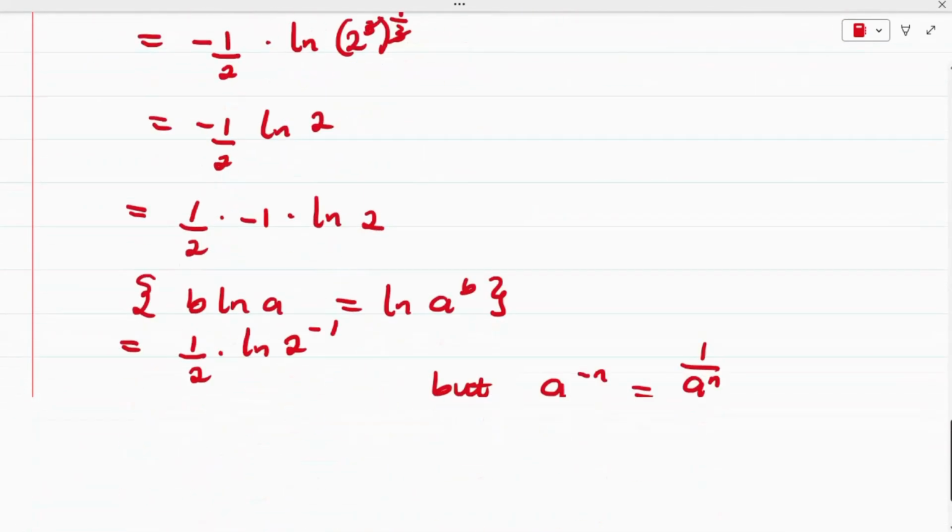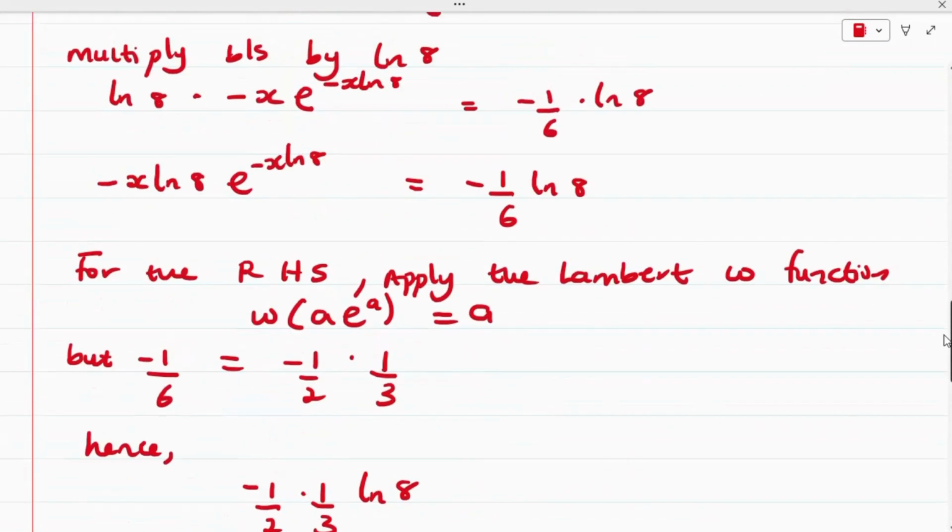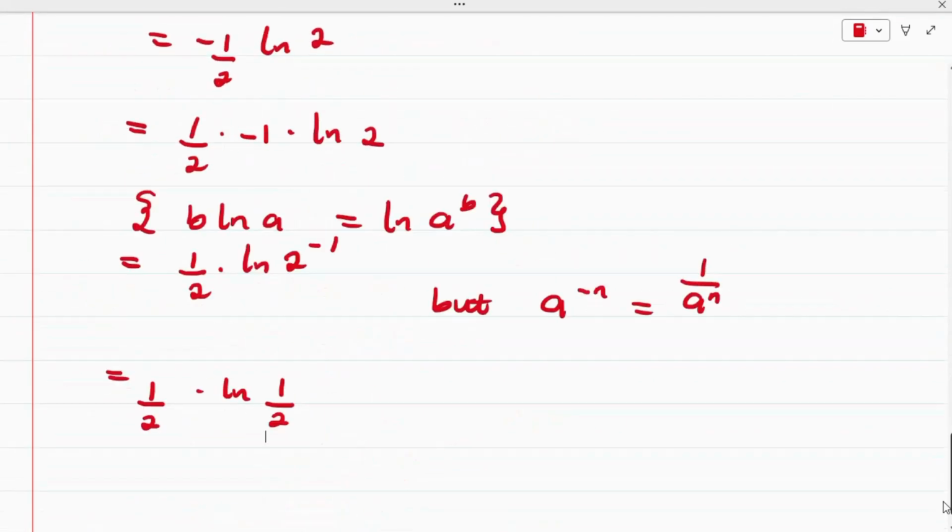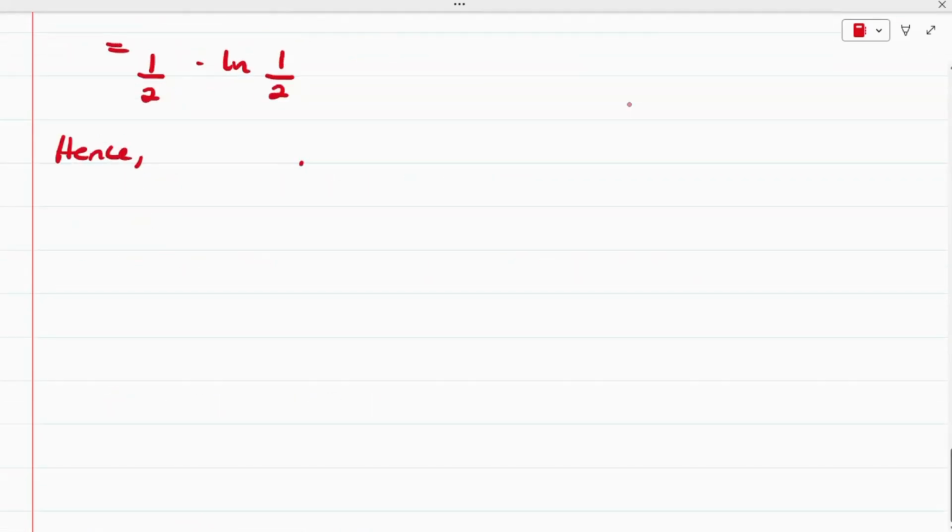So right here, we want to simply input this value into the right hand side of this equation. So hence, we have that minus x multiply ln of 8 multiply e raised to the power of minus x ln of 8 is equal to 1 over 2 multiply ln of 1 over 2. So we have this right here. So from this expression, we can get the two values of x.